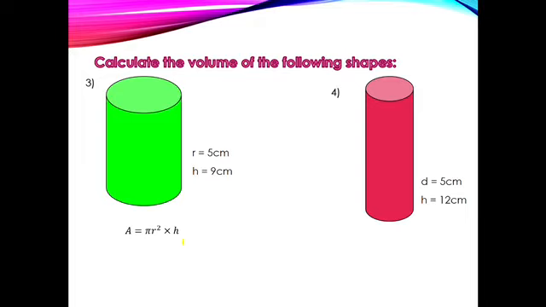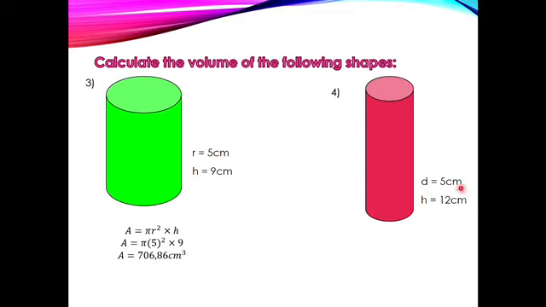Now, our pi we're going to put in. Our radius is 5 and our height is 9. Then you're going to put that into your calculator. You're going to press equals. Remember that it says pi times 5 squared times 9. Put that in your calculator, press equals, and remember to change to decimal, and you should get an answer of 706,86 centimeters cubed.